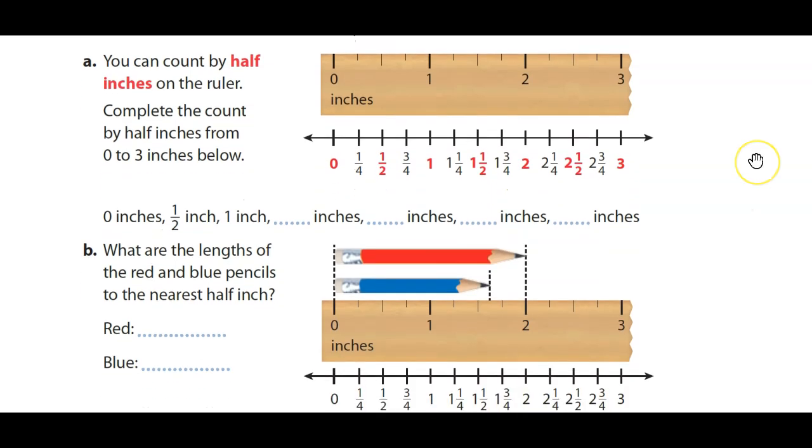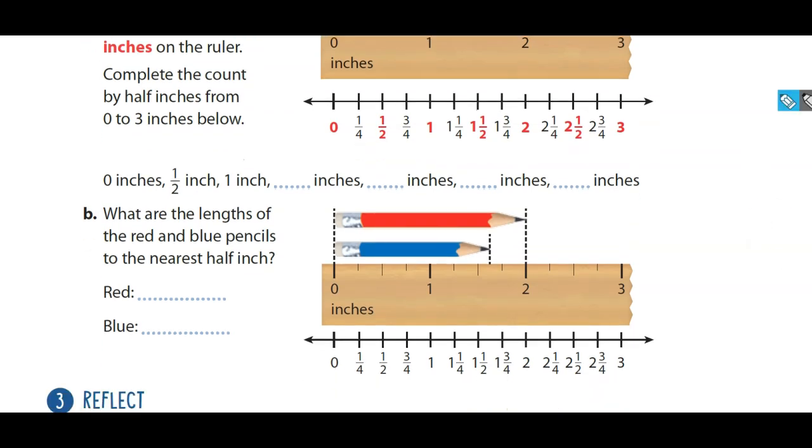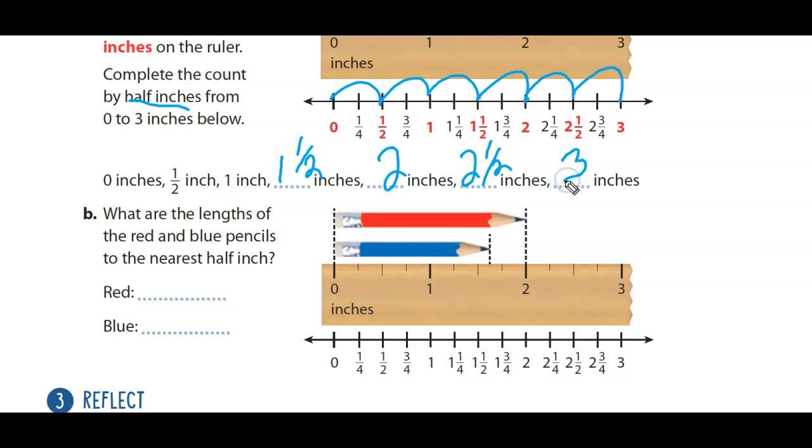You can count by half inches on the ruler. Complete the count by half inches from 0 to 3 inches. So I have 0 inch, then a half inch, then 1 inch, then what comes next? I have to do it by halves. So 0, half, 1, what else? No, 1.5. Then what else? 2 inches. Then what else? 2.5. And then 3.